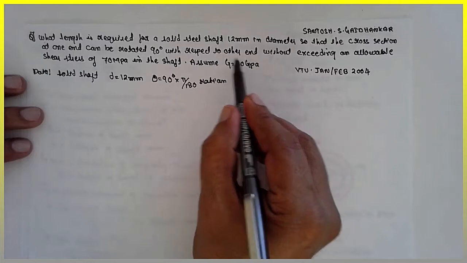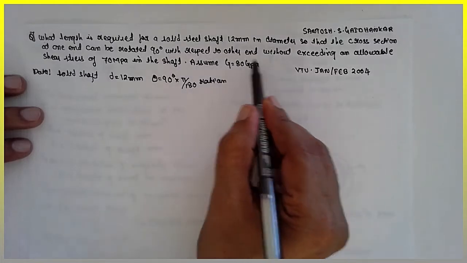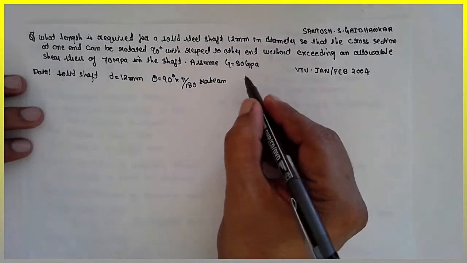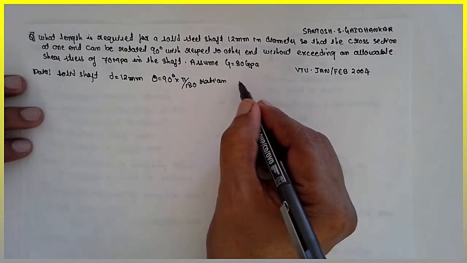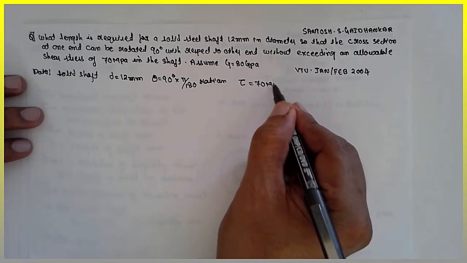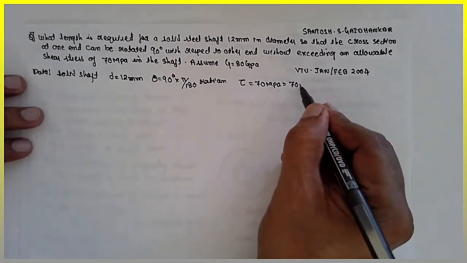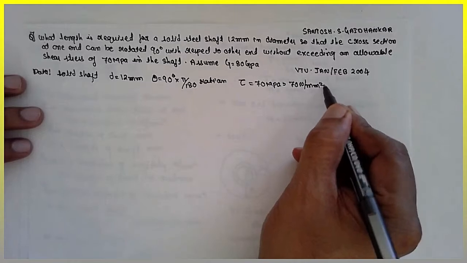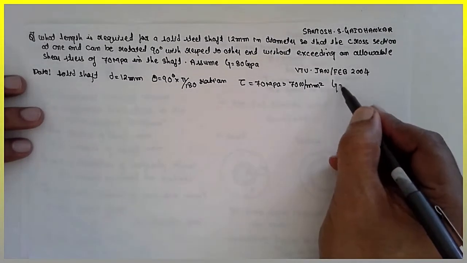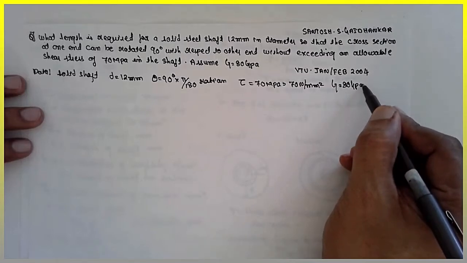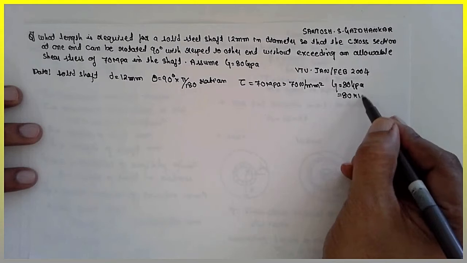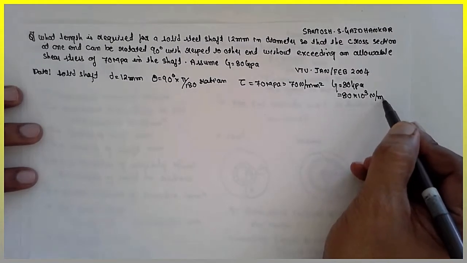With respect to the other end, without exceeding an allowable shear stress of 70 megapascal. The allowable shear stress, which we indicate as tau or tau max, is 70 megapascal. That means 70 Newton per mm square, as 1 megapascal is nothing but 1 Newton per mm square. Assume G is equal to 80 GPa, that is the modulus of rigidity, which has to be expressed as 80 into 10 raised to 3 Newton per mm square.